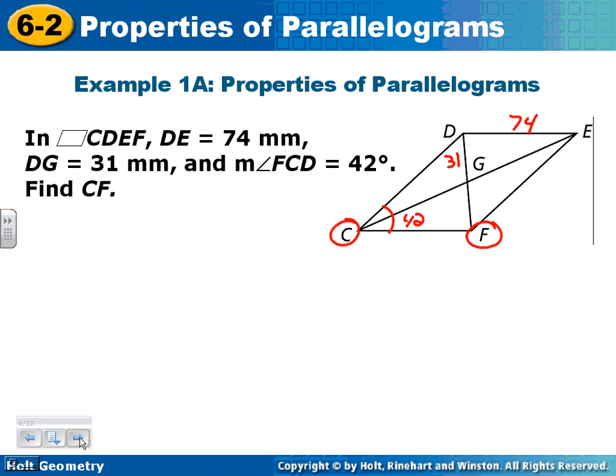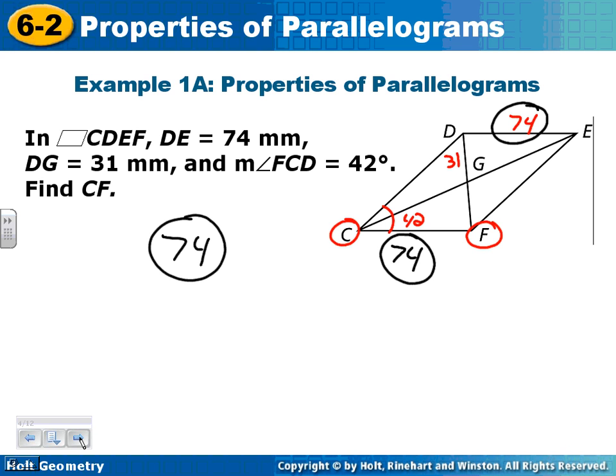How far would that be? Well, remember that in a parallelogram, opposite sides are congruent. So if my top is 74, the bottom would also be 74. So I would not need to use the 31 or 42. That's just extra information. So again, my answer is 74. Top 74, bottom of 74.